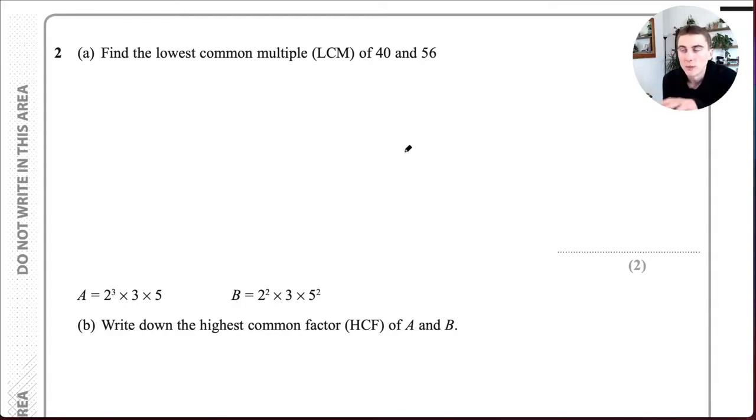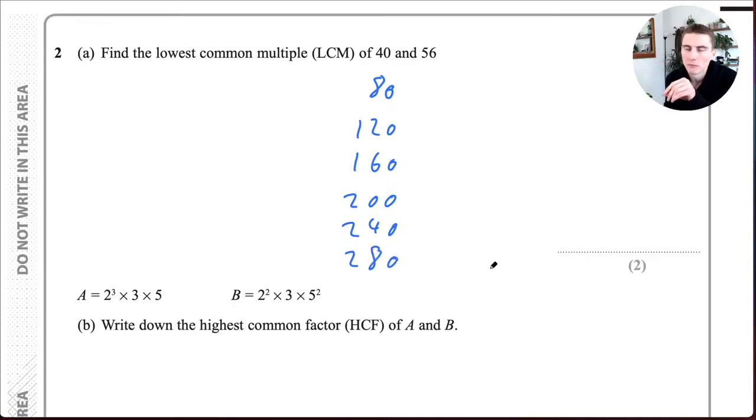And there's a couple ways to do this, but the easiest way is just to list out the multiples. So 40, add 40 is 80, add 40 again is 120, add 40 again, add 40 again, add 40 again, and so on and so on. It's hard to know how high you need to go. I normally do kind of 5 or 6 to start with.